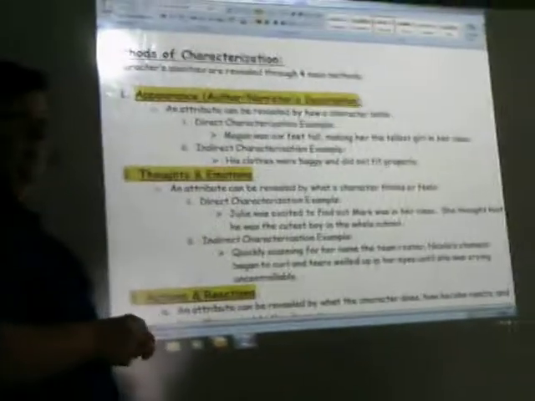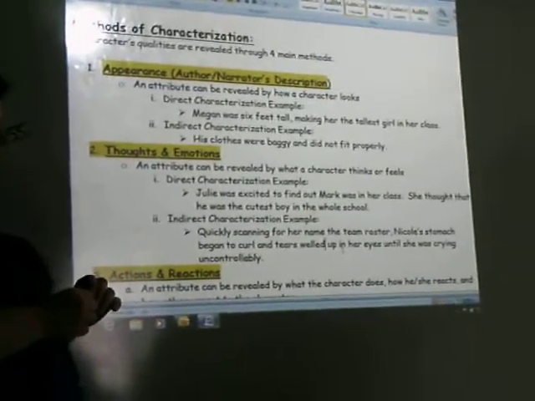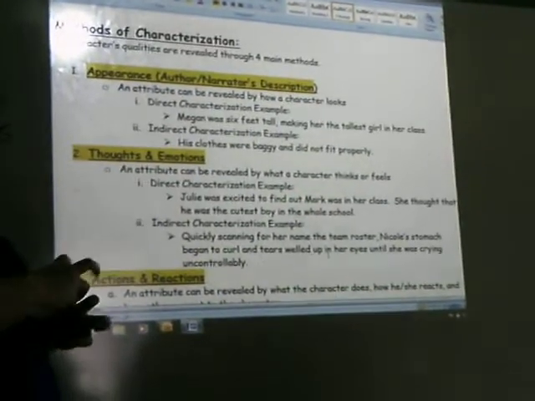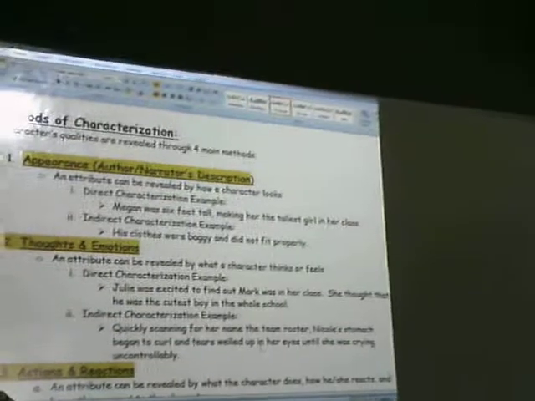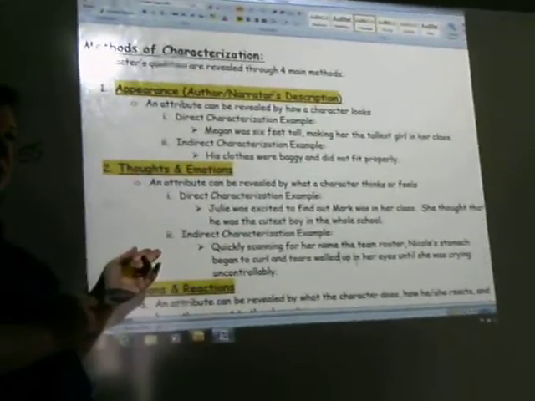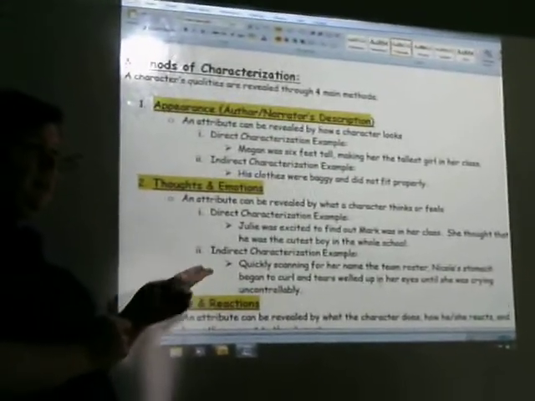Andrew, read it, please. Loudly. Quickly scanning for her name on the team roster, Nicole's stomach began to curl and tears welled up in her eyes, until she was crying uncontrollably. What can you infer from this statement? What can you figure out based on this sentence?